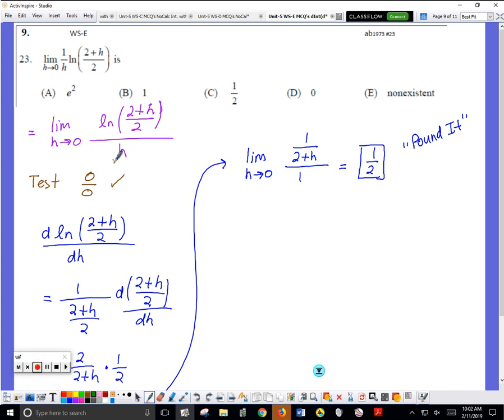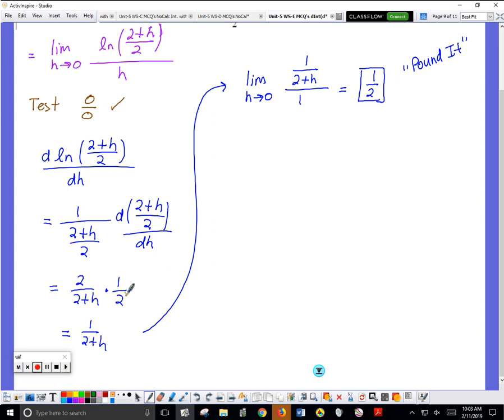Then I do the test. The test is successful, so I need to take 2 derivatives. The derivative of the top. The derivative of the natural log of something is 1 over the something, multiplied by the derivative of that something. Don't use the quotient rule here, because dividing by 2 is the same as multiplying by a half. Just pull out the half. The derivative of 2 plus h is just 1. So that whole derivative is just 1/2. So that's right here.